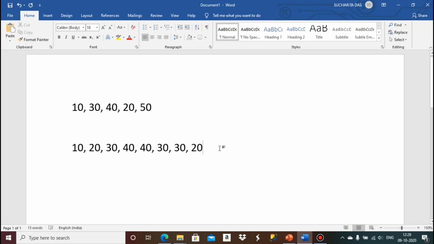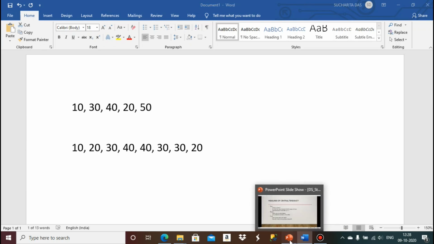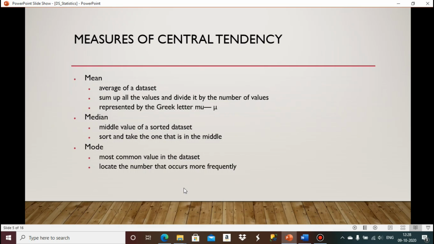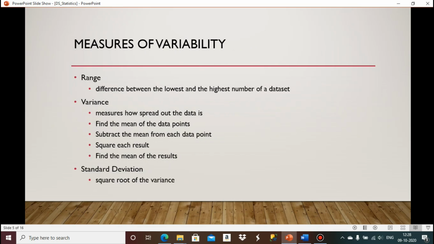So from the list, I can conclude that 30 is the number which is present the maximum number of times in the list, right? So that's why 30 is the mode of this list. Okay, so that is the calculation of mean, median and mode.